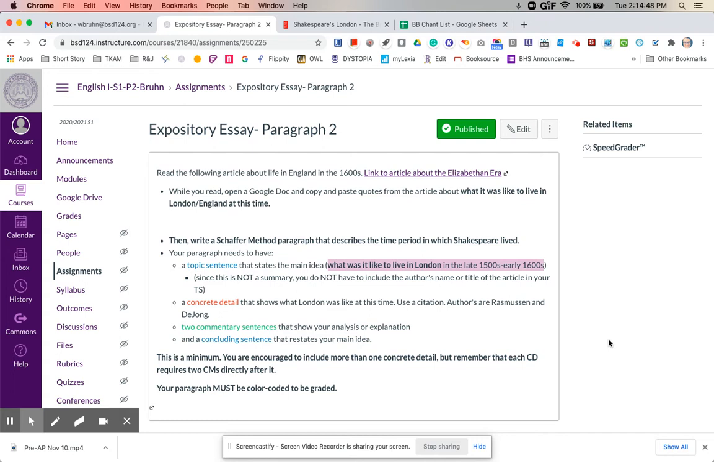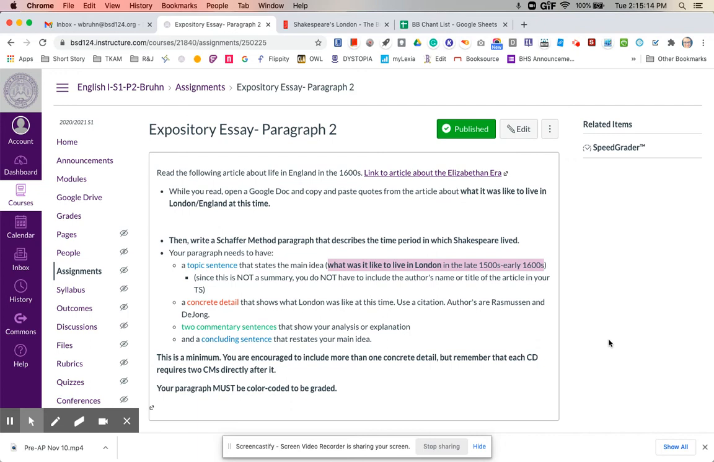Then you want to have a concrete detail that shows whatever you say. So if you're going to say that London was wonderful, then you need to find an example in the article that talks about London being wonderful. If you want to talk about how London was a terrible place for the poor, great. Find a quote that represents that. If you want to talk about the royalty that lived in London, great. Find a quote for that. But you want to make sure that your quote matches what your main idea is.